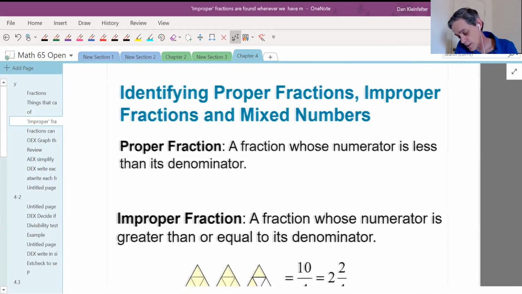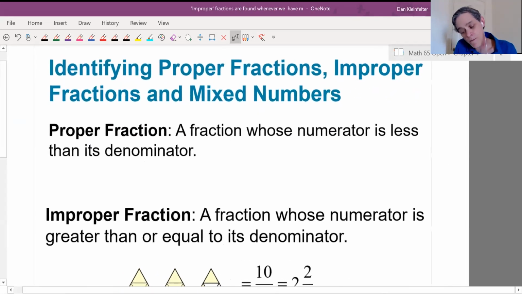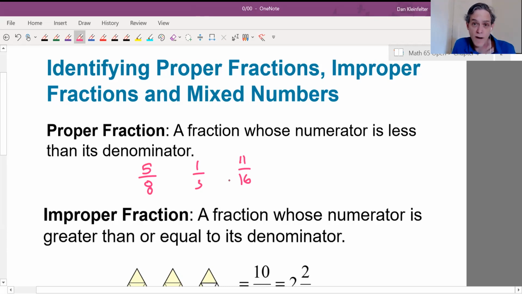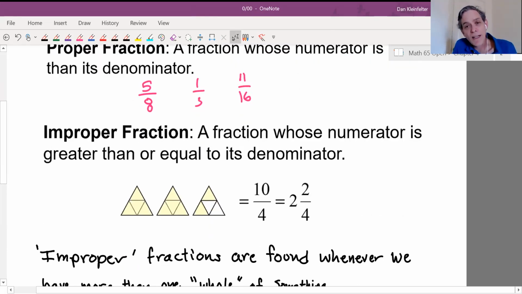Okay, some words next. We want to talk about proper versus improper fractions and then also mixed numbers. A proper fraction is a fraction whose numerator is less than its denominator, like all the examples we've seen so far. 5/8, 1/3, 11/16 are all examples of proper fractions. An improper fraction is a fraction whose numerator is greater than or equal to its denominator. Okay, so as an example, the fraction 10/4, which is equivalent to 2 2/4, and we'll talk about why this equivalence is true soon enough. But for now, this is an example of an improper fraction.